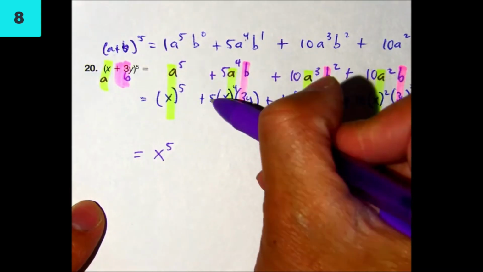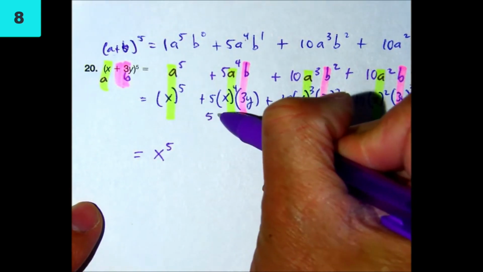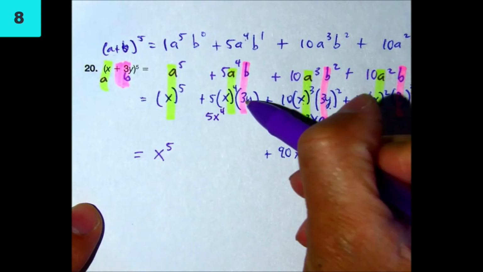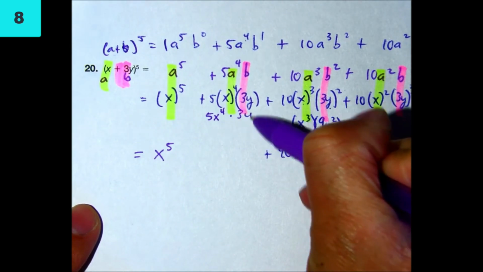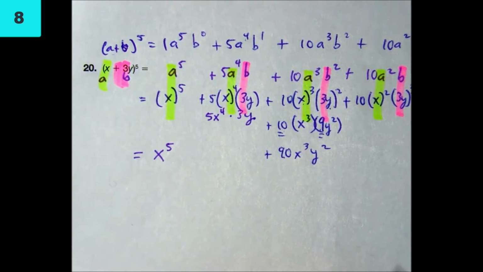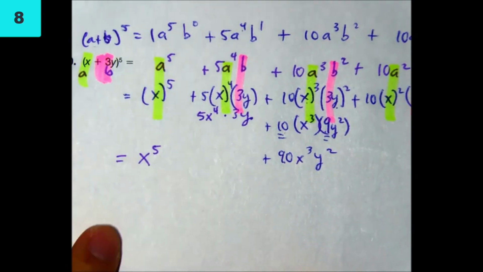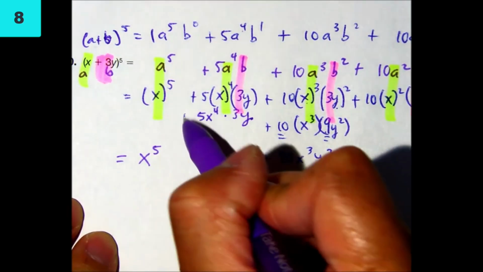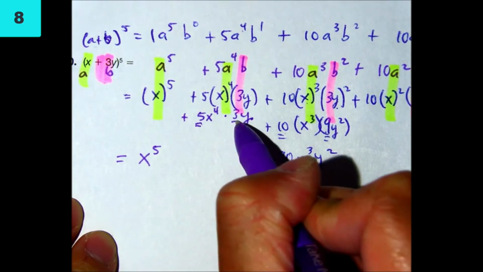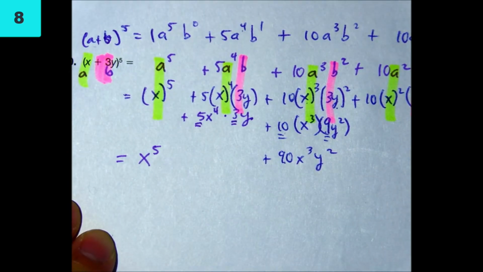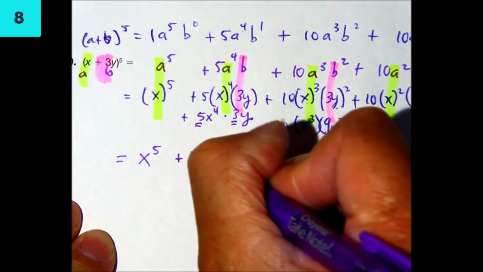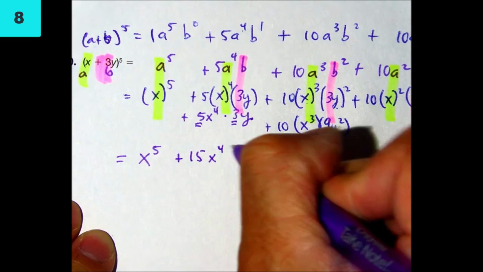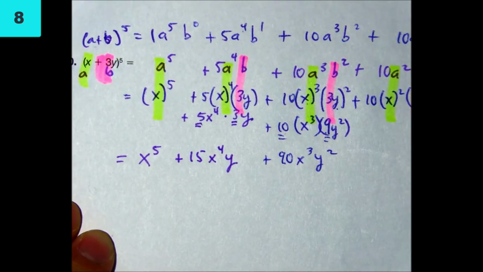This is 5x to the 4th power. And this one just says 3y. Okay. Now I'm going to multiply the constants. A lot of you guys are asking, how did I get 90 in that example? Well, it's 5 times 3. Class, what's 5 times 3? So this becomes 15x to the 4th y.